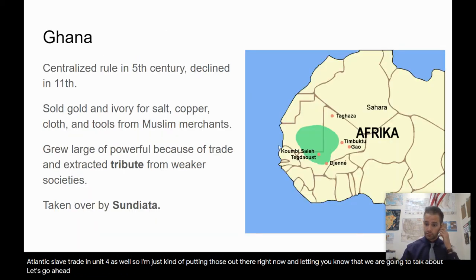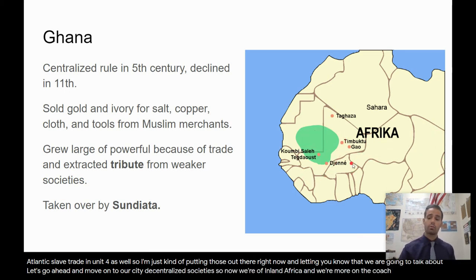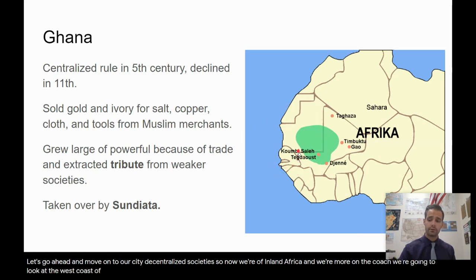Let's go ahead and move on to our centralized societies. So now we're out of inland Africa and we're more on the coast. We're going to look at the west coast of Africa, and then for the last couple slides, we'll look at the east coast of Africa. We'll get over there a little bit later.